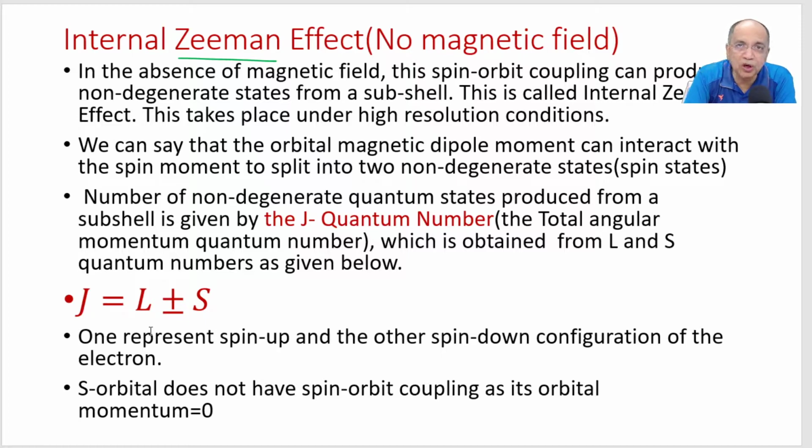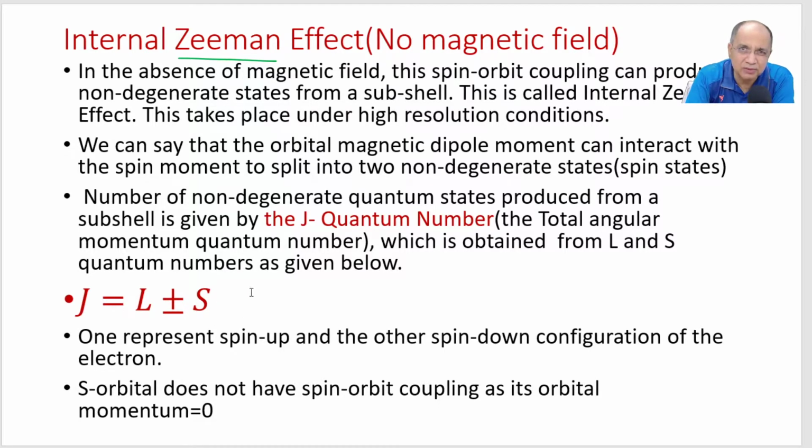So no question of any other state. So an S orbital has a unique state if there is no external field. But a P orbital, if at all it has one unpaired electron, will be split into two states. One characterized by J equal to L plus half, the other L minus half.